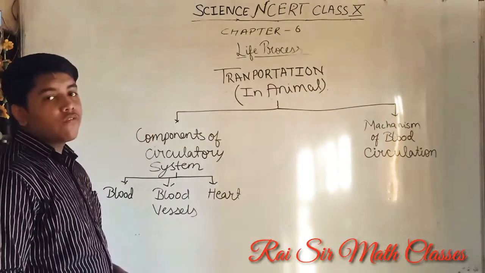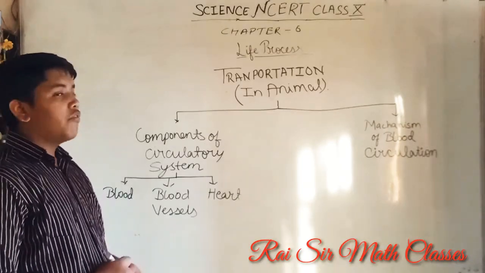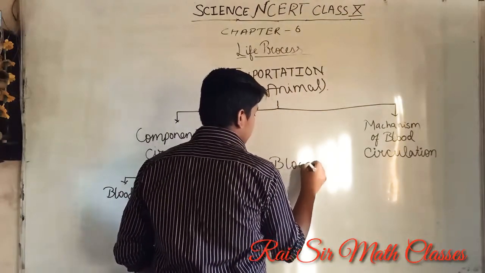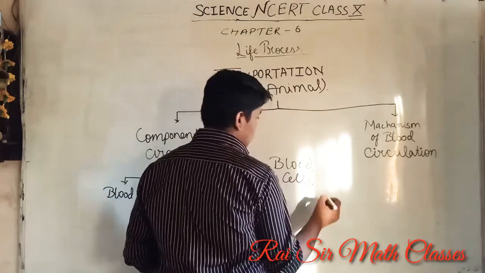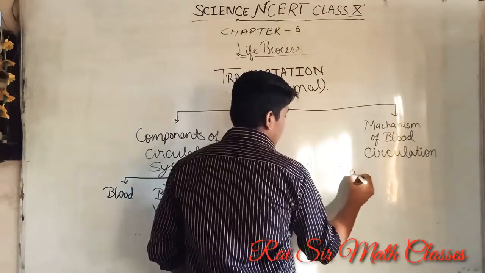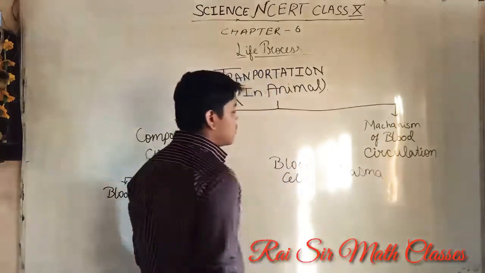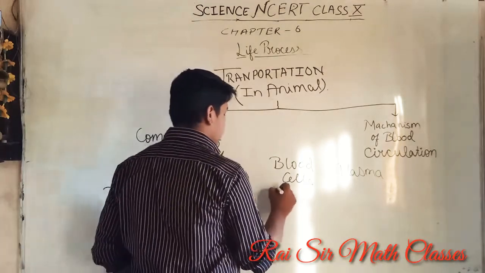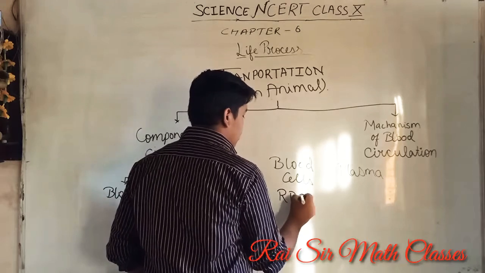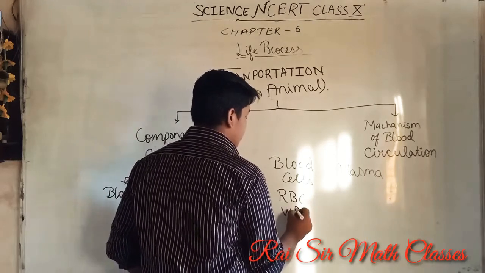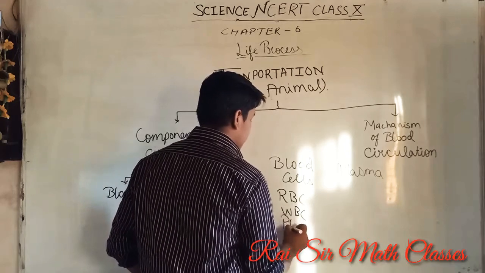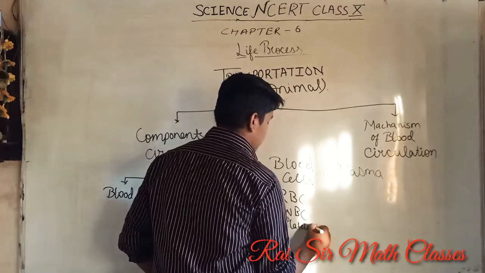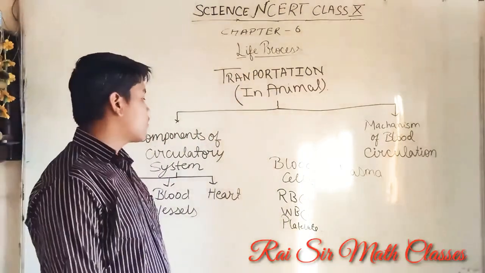Our blood consists of two types of components. The first type is blood cells and the second one is plasma. Blood cells comprise three major components, that is RBC, WBC, and platelets.